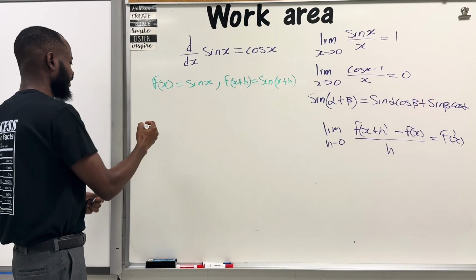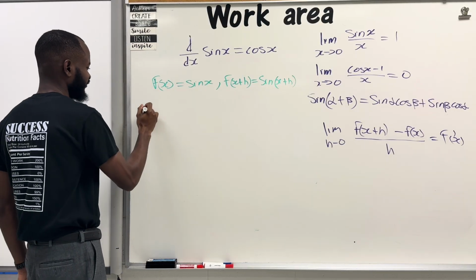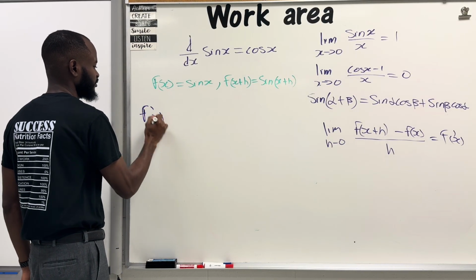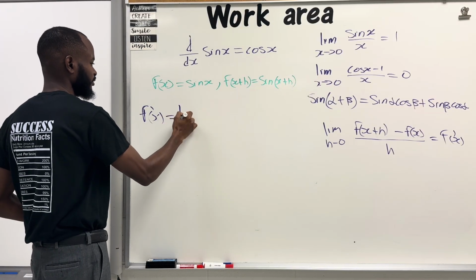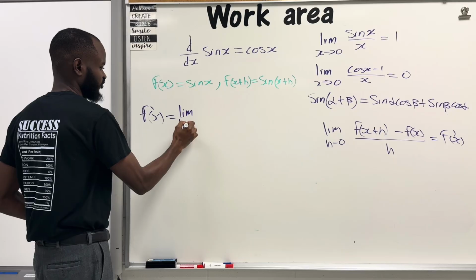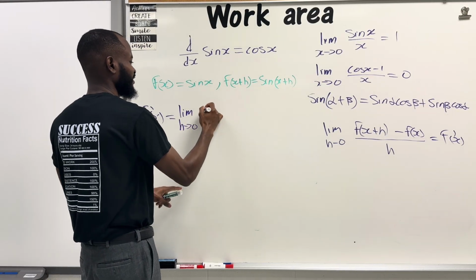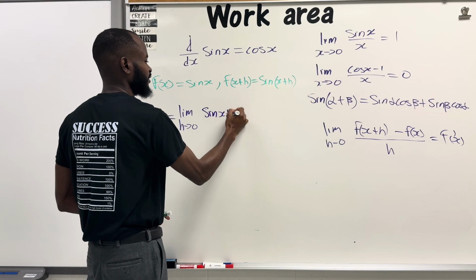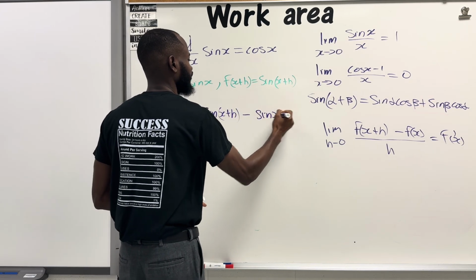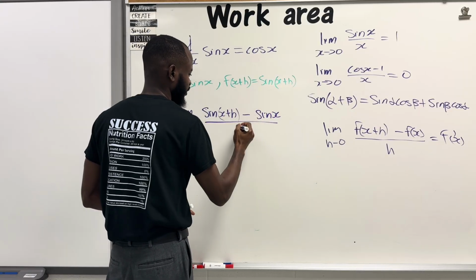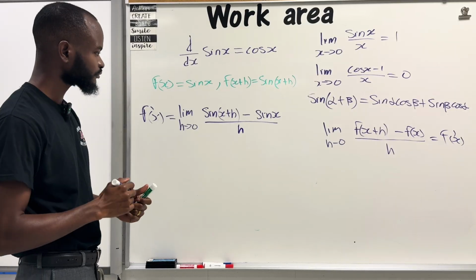So to find f prime of x, going back to purple, my favorite color, we are going to take the limit as h tends to 0 of sine of x plus h minus sine of x all over h. That's what we're going to be doing.